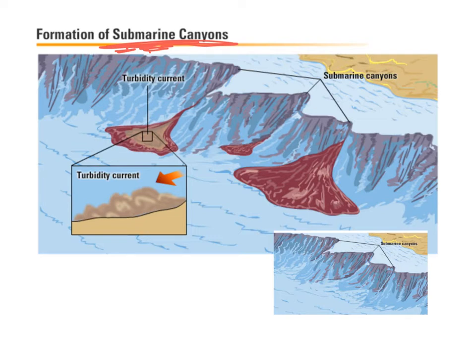And what we have is this turbidity current. And this turbidity current is just going to be an area of water which is nutrient rich, which makes it dense. And because it's denser than the salt water, it's going to want to go down. It's going to want to sink through the salt water. And it flows much like a river would, cutting into the continental shelf and forming these submarine canyons.